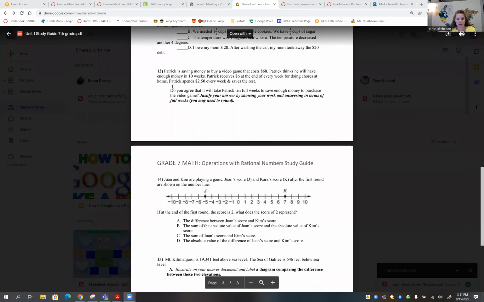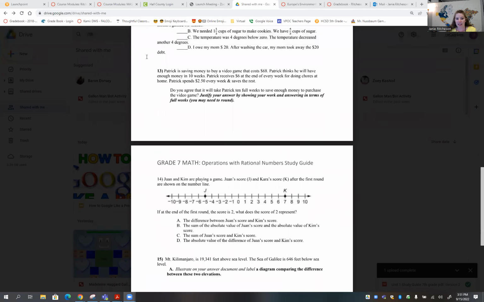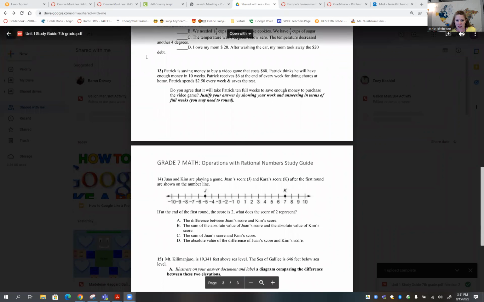All right, moving on. Number 13, Patrick is saving money to buy video games that cost $68. Patrick thinks he will have enough money in 10 weeks. He receives $6 at the end of every week for doing chores at home. He spends $2.50 every week and saves the rest. Do I agree that it will take Patrick 10 full weeks to save enough money? All right, so he wants $68, right?